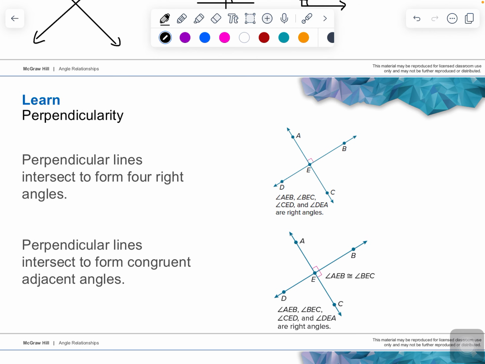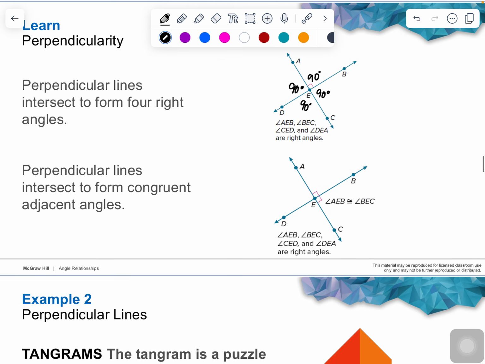Perpendicular lines intersect to form 4 right angles. So once you get one 90, of course all 4 of them are 90, which we can prove by the law of vertical angles, right? Because then this one would be 90. And then the law of linear pairs, this would be 90 because they both add to 180, and then 90 over here. So yeah, all the way around. Form congruent adjacent angles, all kinds of things.